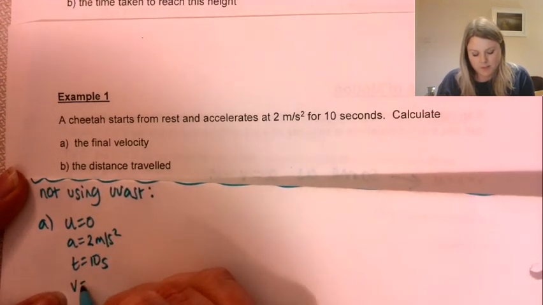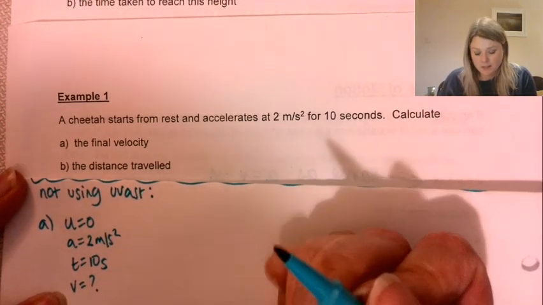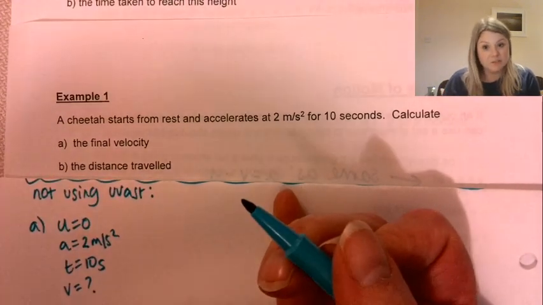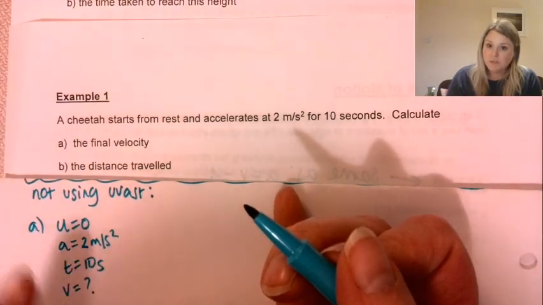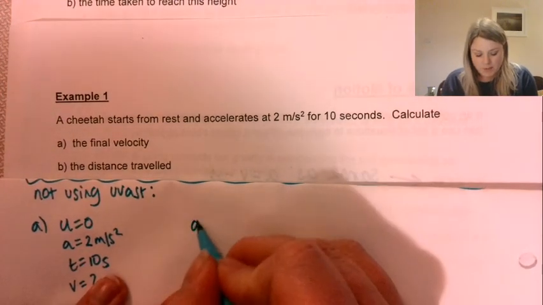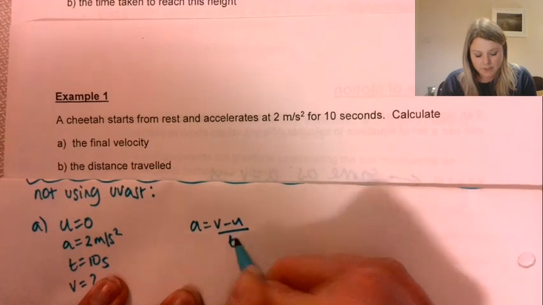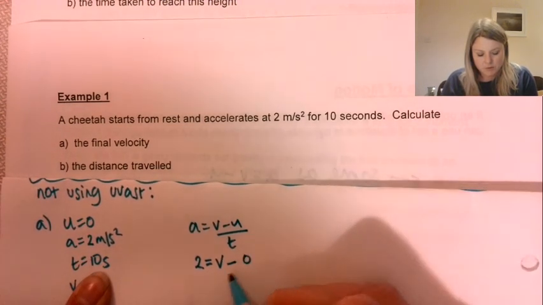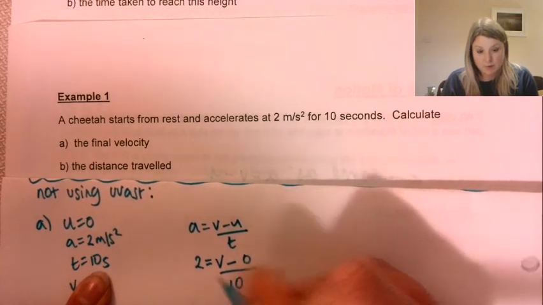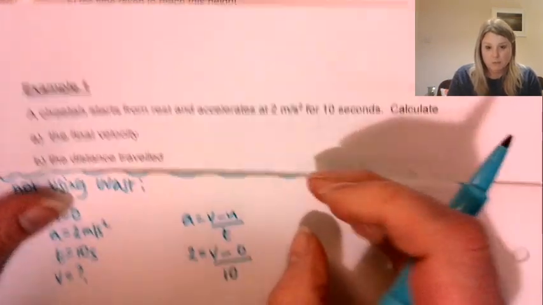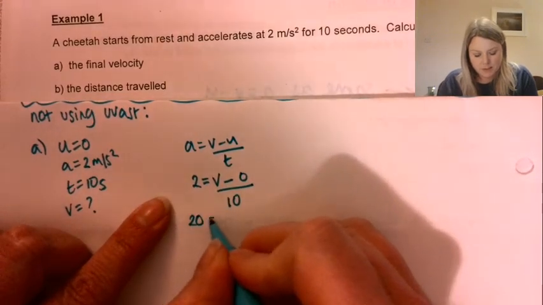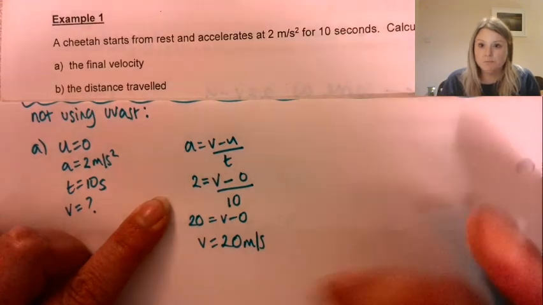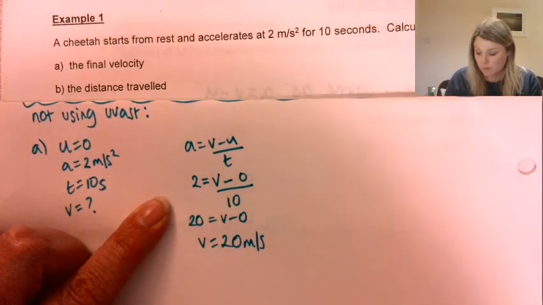Calculate the final velocity. Okay, so the first part's basically the same. I'm going to be using my acceleration equation, because if I hadn't learned V equals U plus AT, that's the version of that equation that I would know. So A equals V minus U over T. A is 2, V is what we're looking for, U is 0 and T is 10. So if I multiply both sides of my equation by 10, I'm going to get 20 equals V minus 0, so V is 20. So pretty much straightforward so far.